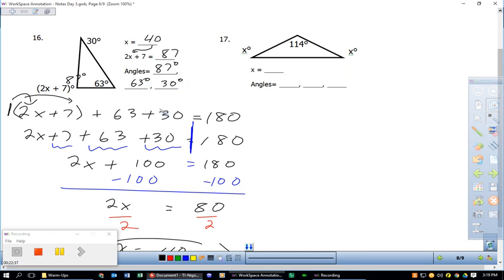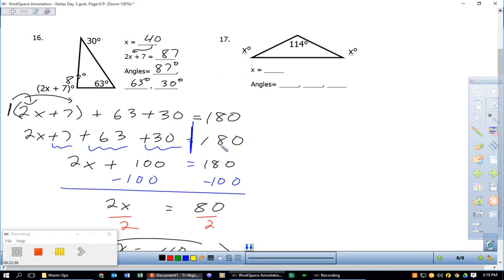Now, as the final check, add these three angles together. If they do not equal 180, we did something terribly wrong. Actually, I already did this, but I'm going to go ahead and do it again. We got 87 plus 63 plus 30, which is 180. Check. This all works out.